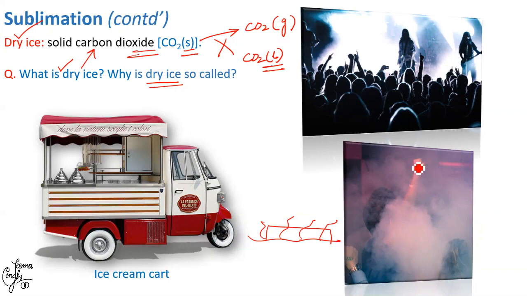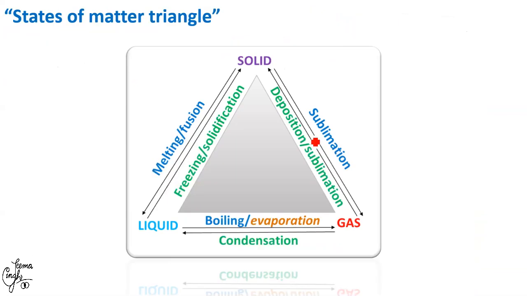You must have seen such effects created using dry ice in stage shows, movies, etc. The various processes reflecting the interconversion of the three states of matter can be diagrammatically illustrated with the help of this figure, which is known as the states of matter triangle.